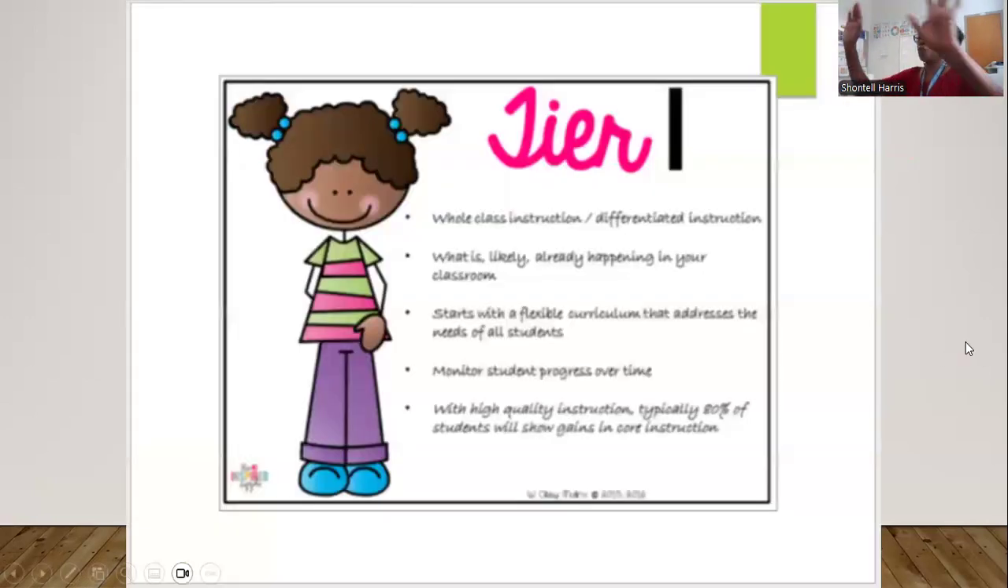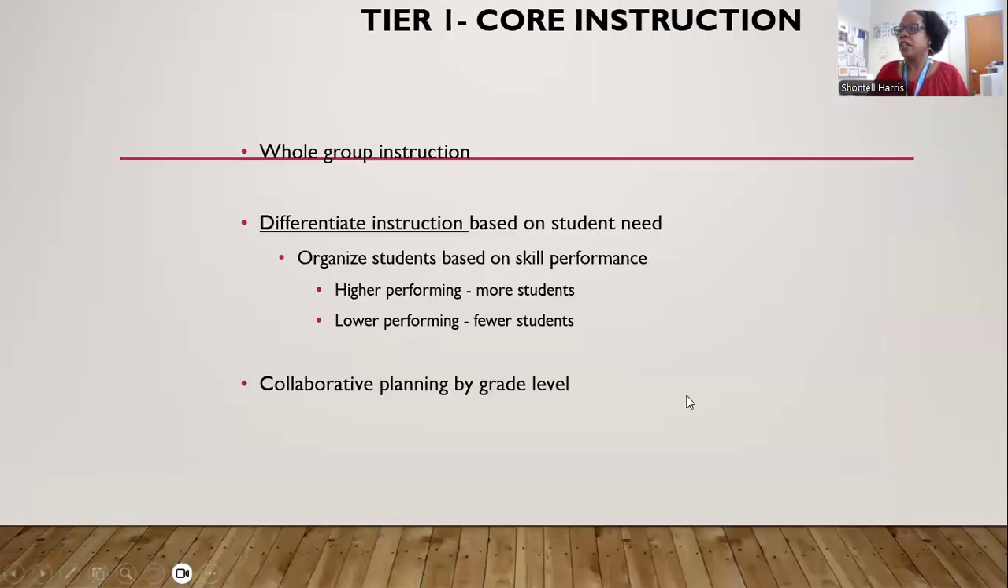Okay, so just to review, tier 1 is whole class instruction, where you're differentiating instruction within the whole class. It's flexible, you're addressing all the students' needs as much as you can, and you're monitoring their progress. That's normally due to the grades they're receiving on tests and regular assignments in the classroom, okay? So 80% of the students. All right, so whole group, you differentiating, that's the majority of the students in this group.